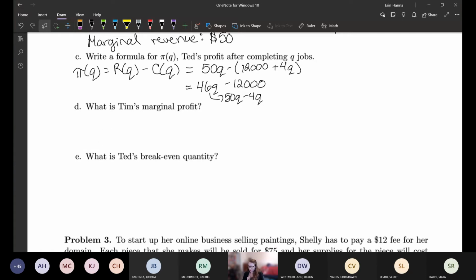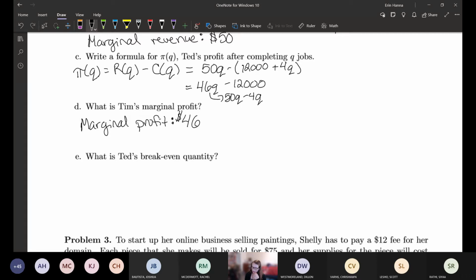So what is Tim's marginal profit? Well, at this point, we're talking about linear functions. So if the marginal whatever is the slope of that function, then we want the slope of the profit function. So the slope of the profit function is 46. Essentially that means he's able to take home $46 for each lawn job that he does, because it only costs him $4 in gas and such, and he charges $50, so he gets to take home 46.